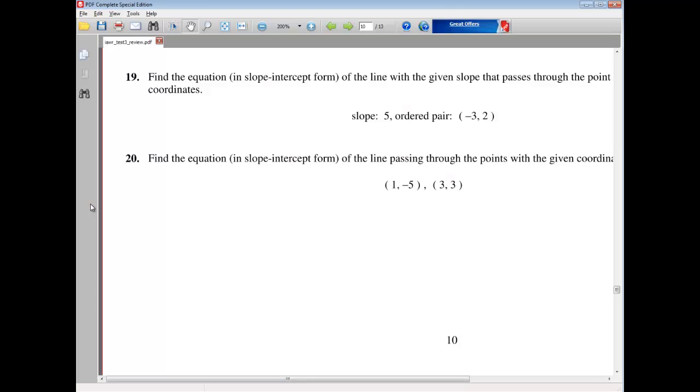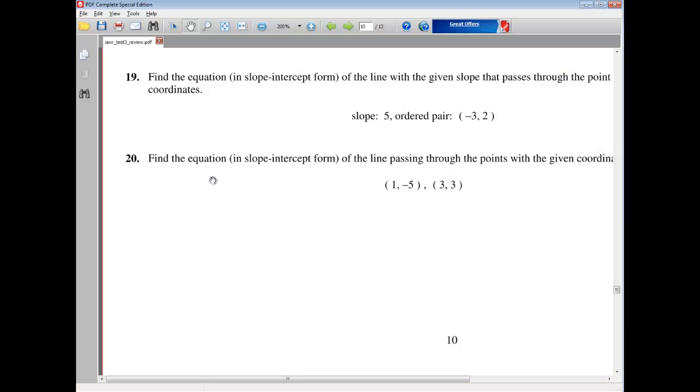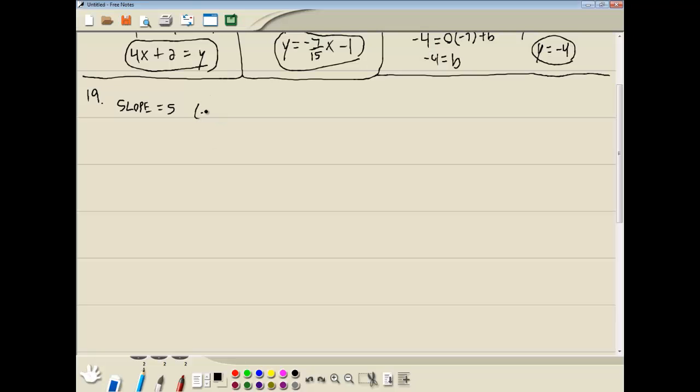Tells us the slope is 5 and passes through the point negative 3, 2. Okay, same steps. First step is to find m. Well, m's given again, so m is 5. Step 2, plug in the given point for x and y into y equals mx plus b.